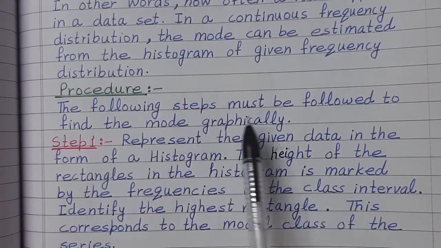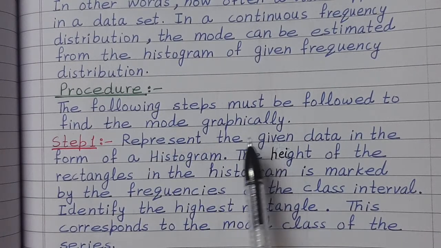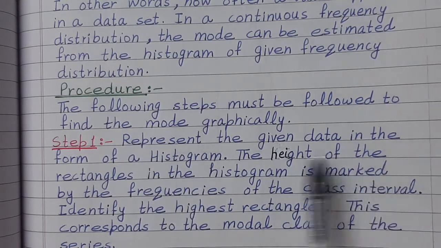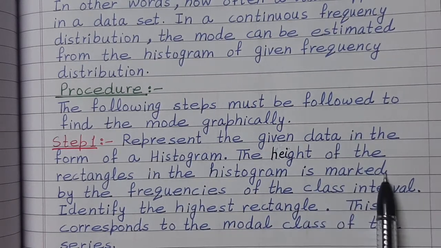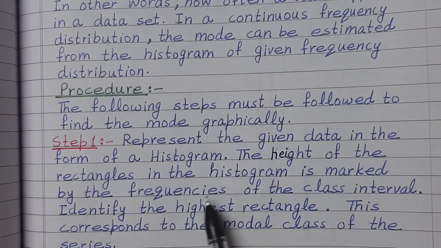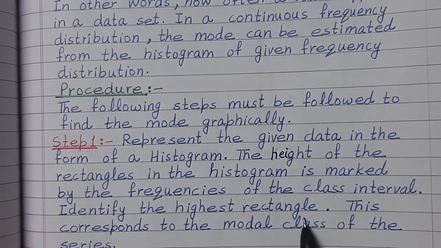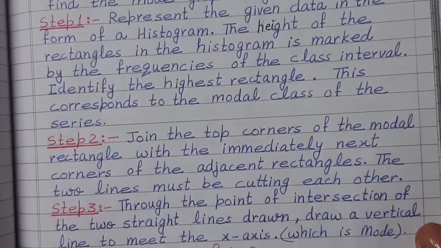The following steps must be followed to find the mode graphically. So step number 1 is, represent the given data in the form of a histogram. The height of the rectangles in the histogram is marked by the frequencies of the class interval. Identify the highest rectangle. This corresponds to the modal class of the series. Clear?